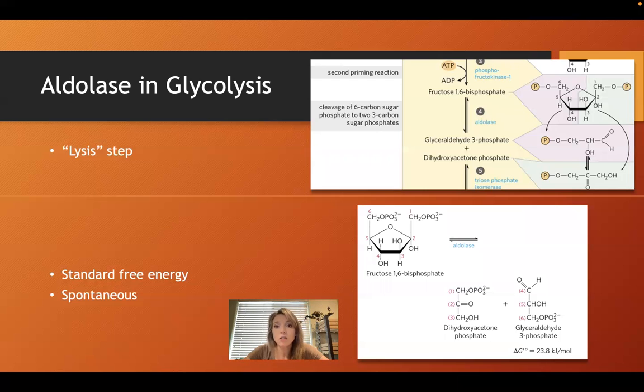Although the aldolase reaction has a strongly positive standard free energy change in the direction of fructose 1,6-bisphosphate cleavage, at the lower concentration of reactants present in cells, the actual free energy change is small, and the aldolase reaction is readily reversible. We're going to take a look again at that later when we get to the second step. Sorry, I'm losing my voice today.